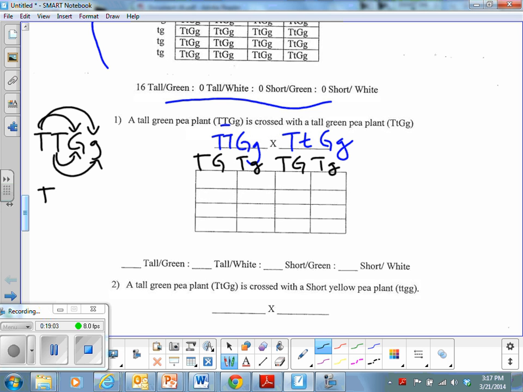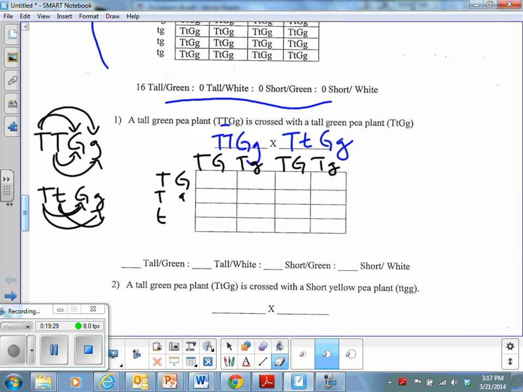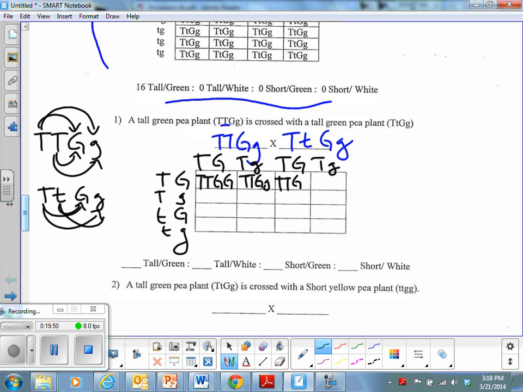Okay, and then the other parent is... oops, sorry. G. Yeah, okay, so that got them all. All right, then you do your cross. So let's race again, see who can do it. Remember, keep your T's together and your G's together.